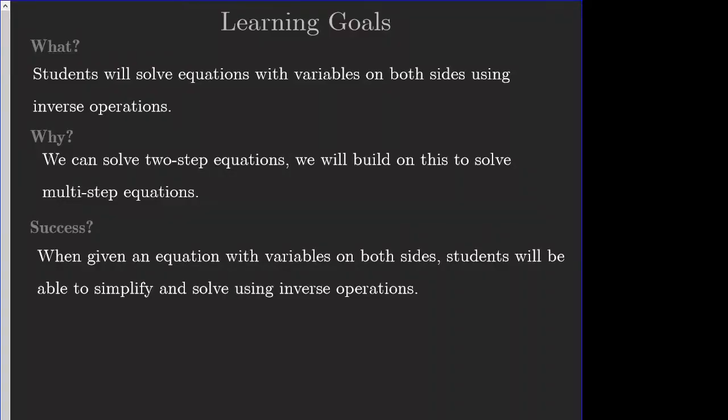Let's get started the way we always do. We've got our learning goals. So what are we going to be learning today? Students will solve equations with variables on both sides using inverse operations. All right, that's what we went over yesterday in our vocabulary, and now we're just going to put that to practice. Why are we doing this?